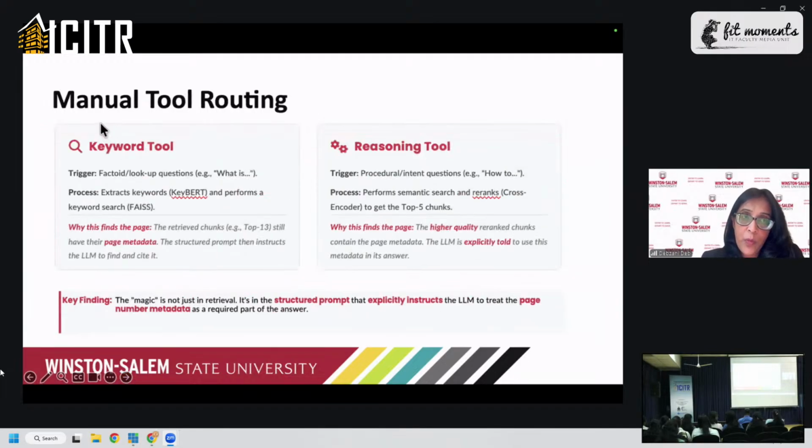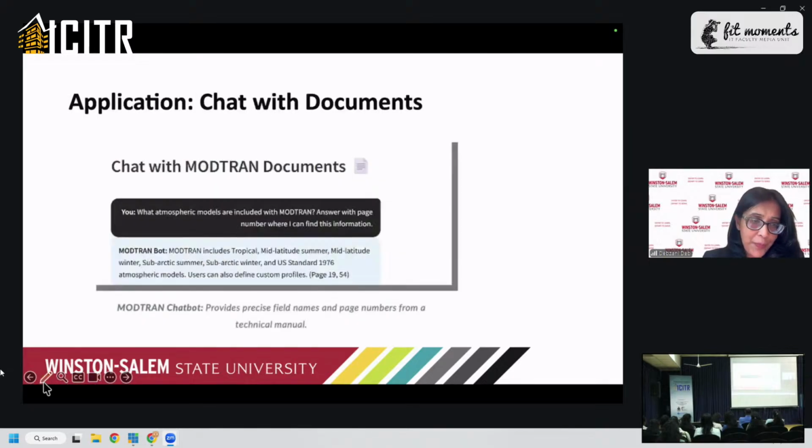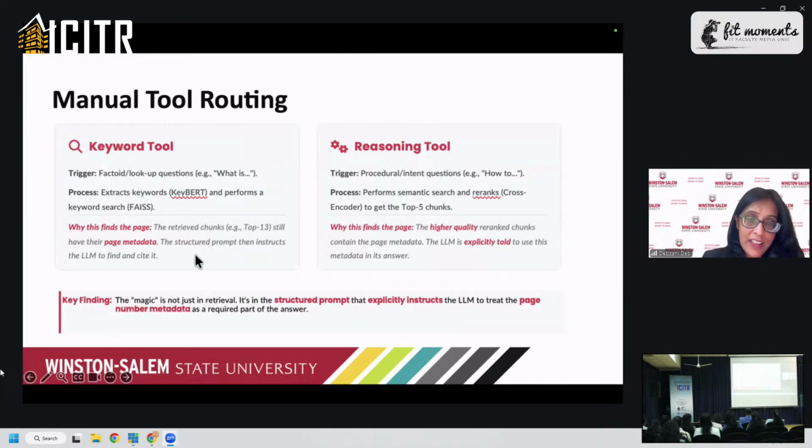So a little bit more about the manual tool routing that I mentioned. There are two components of the tool routing. Basically, if you are asking a "what" kind of question, like what is this or what is that, then it uses the basic tool routing and performs a keyword search based on FAISS. Whenever that happens, the top 13 results get extracted along with the page metadata, and those are presented to the LLM to find the answer and the citation. That means which page it is coming from.